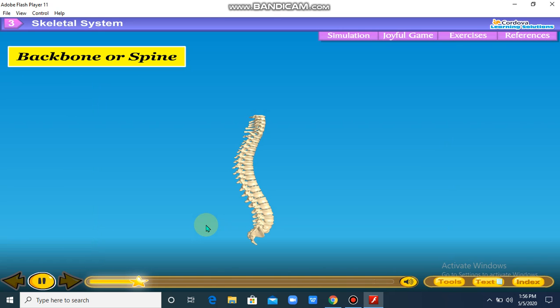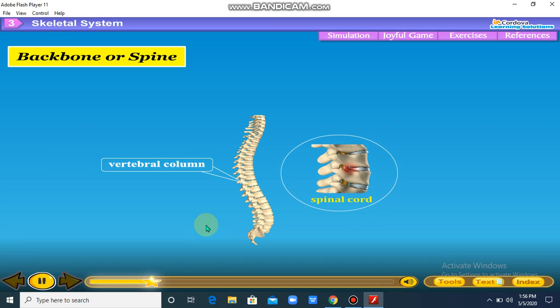Backbone or spine. The skull is attached to the backbone, which forms the main axis of skeleton. Our backbone is made up of 33 small bones called vertebrae. The vertebrae join together one above the other to form a strong column called the spine or vertebral column. It is flexible and protects the delicate spinal cord.